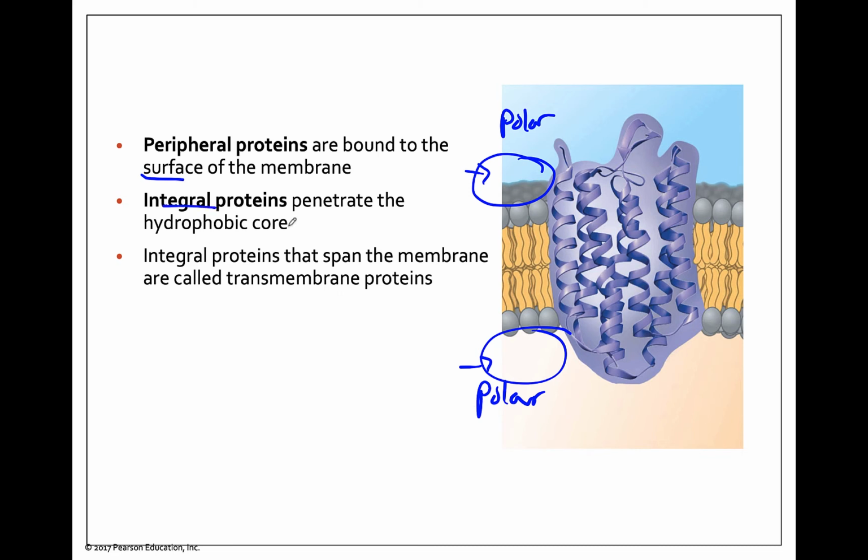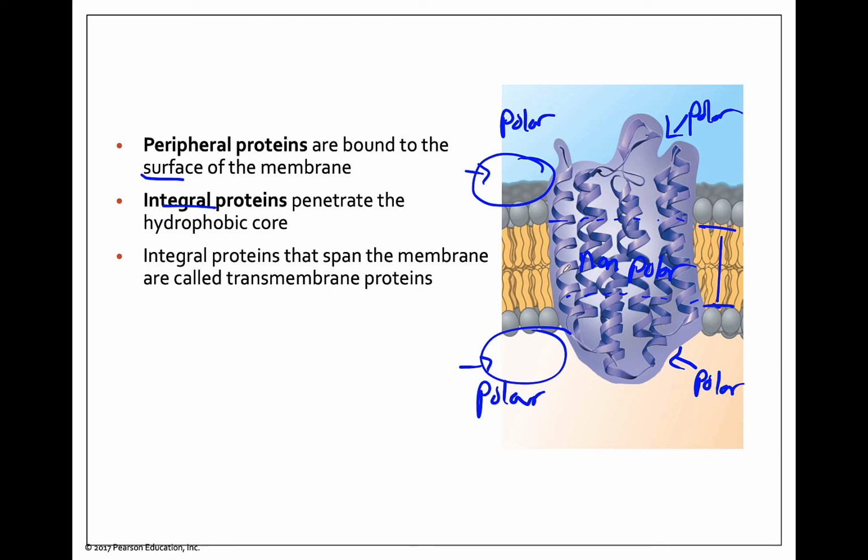An integral protein is one that's going to penetrate into this hydrophobic core. So at least some region of an integral protein is going to be non-polar. This specific protein is going to have a non-polar region here, and then polar regions here and here. And the polarity of the protein is going to help it orient into the membrane properly.